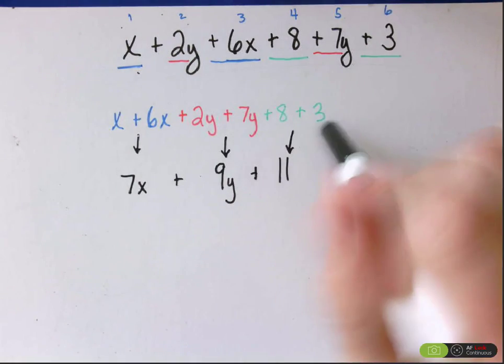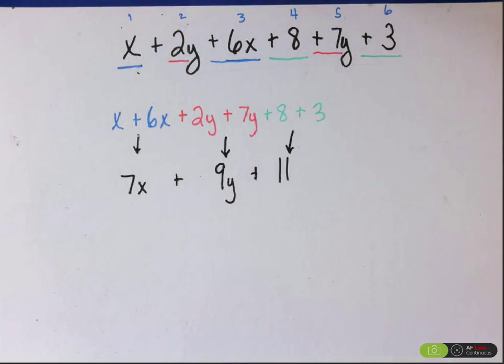Okay, and then just to add 8 and 3, we should know how to do. All right, that's that, guys. That's combining like terms.